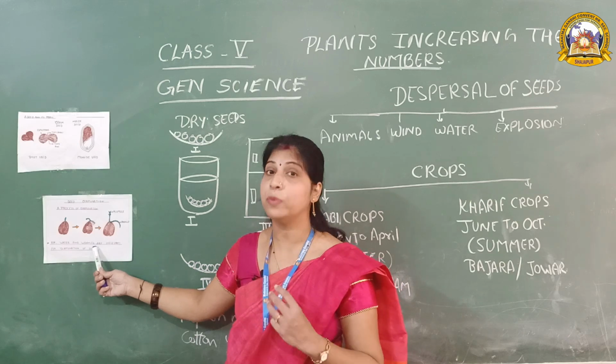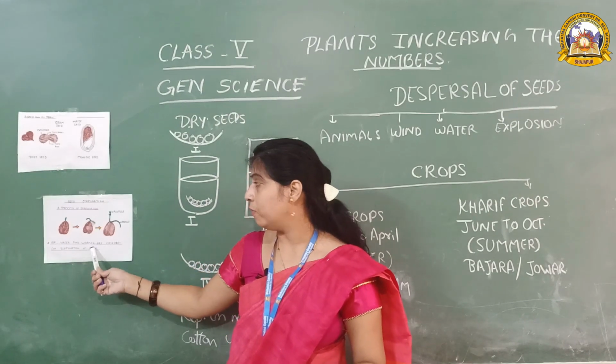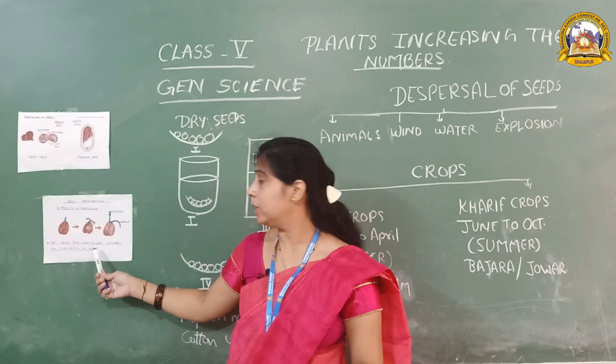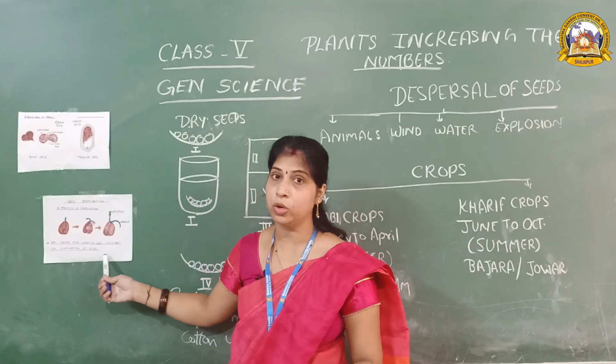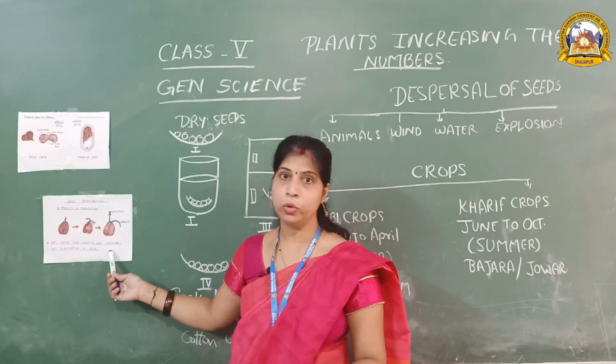These three conditions are very important for germination of seeds. Air, water and warmth. These are the three conditions which are necessary for the germination of seeds. I hope you understood this thing. For this, I will show you one video.